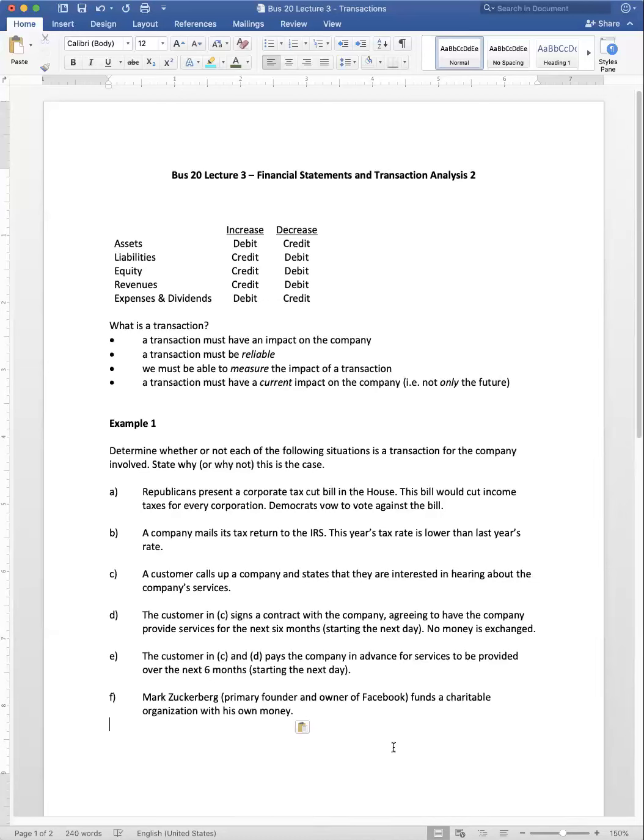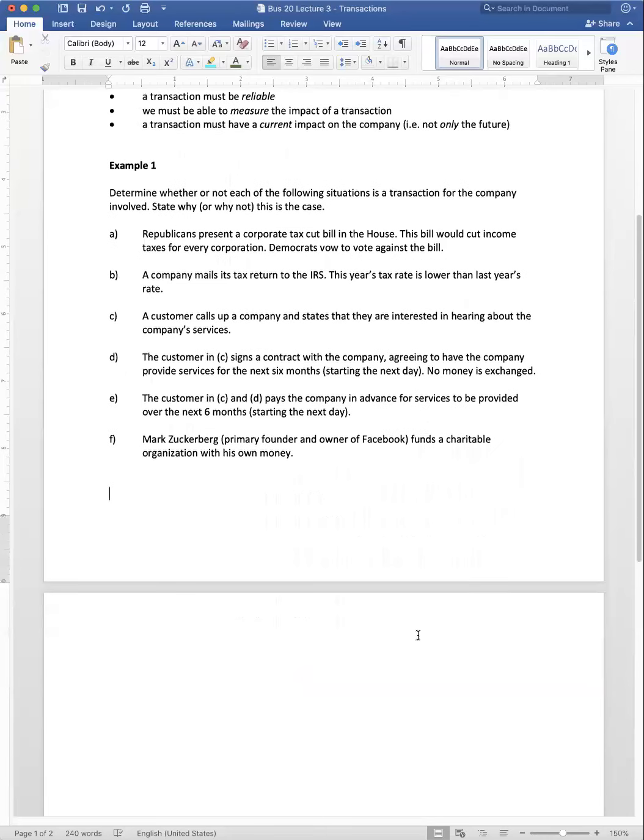Okay, so hopefully this gives you an idea of the kinds of things that we would record as transactions, that we'd record in journal entries. So what I'd like to do now is go through some of the stuff we were talking about last class. Let's go through some examples of these transactions and how we would record them as journal entries.